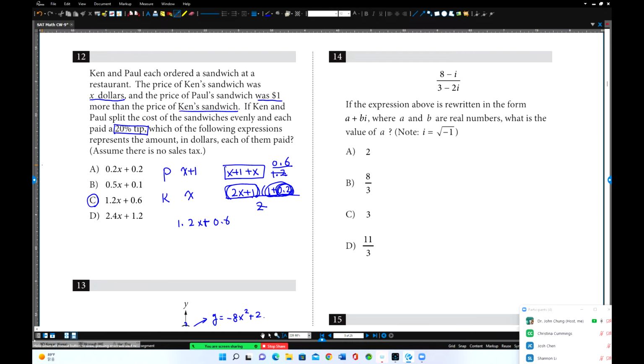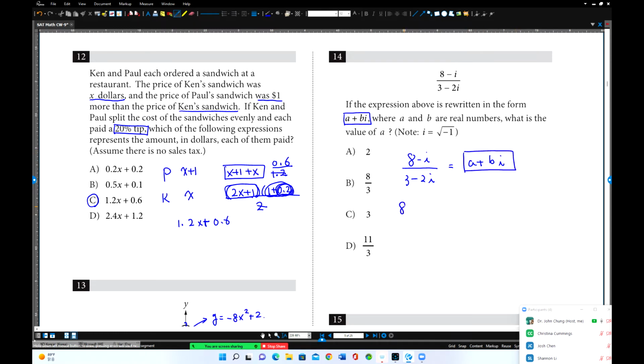Alright, number 14, 8 minus i over 3 minus 2i, written in a plus bi. A plus bi is the simplest form of complex numbers. Okay, so 8 minus i over 3 minus 2i equals a plus bi. You have to simplify into this form, a plus bi.